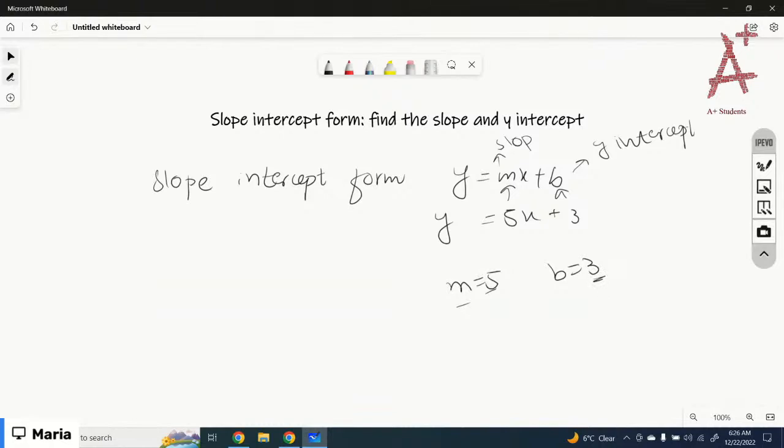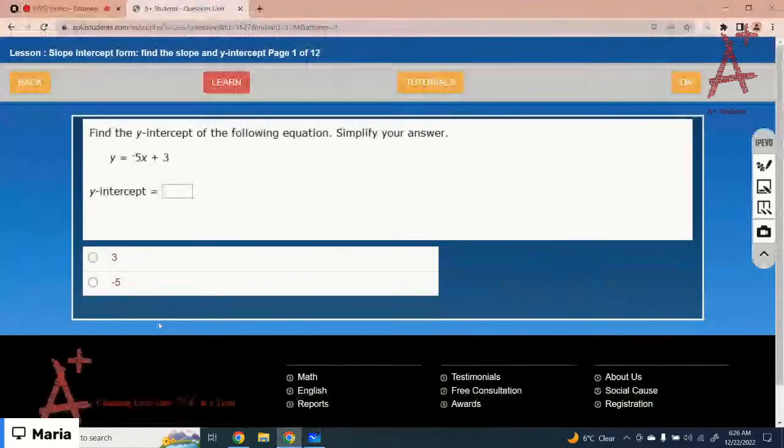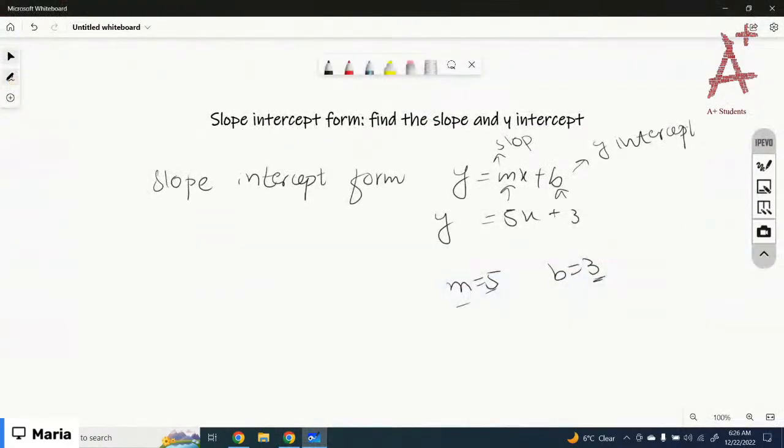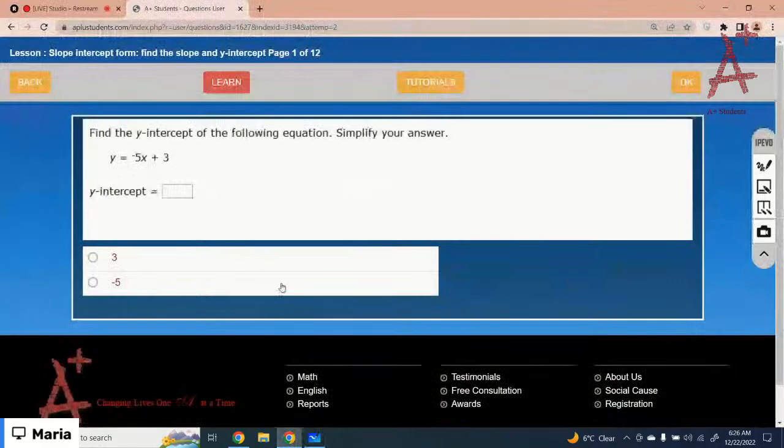Got it? So for the question, you have to find the slope only. So slope is 5, -5. Here you have a negative sign as well. Got it? So it would be -5. Just select the correct option and click on the OK button.